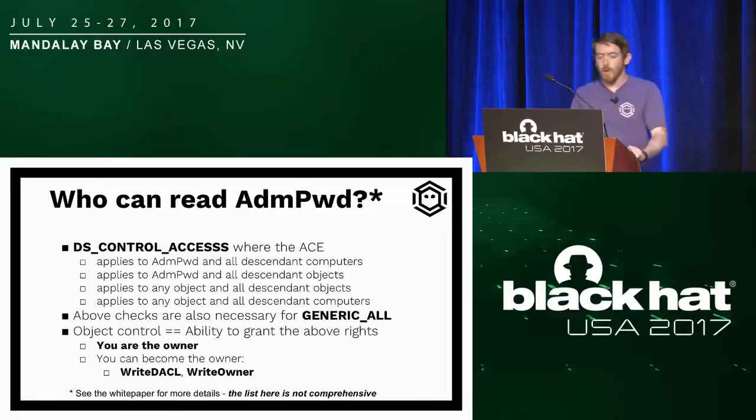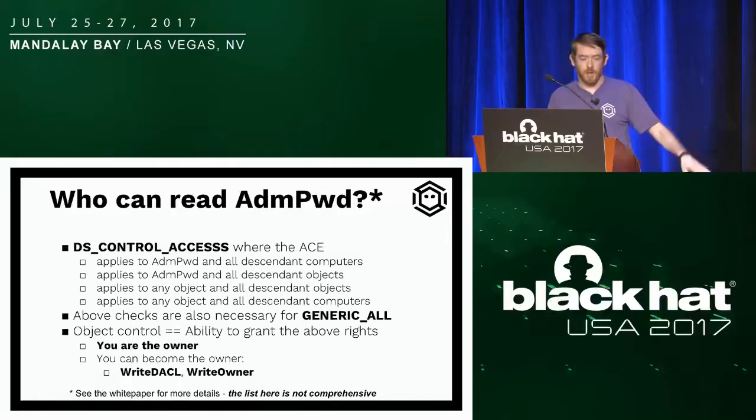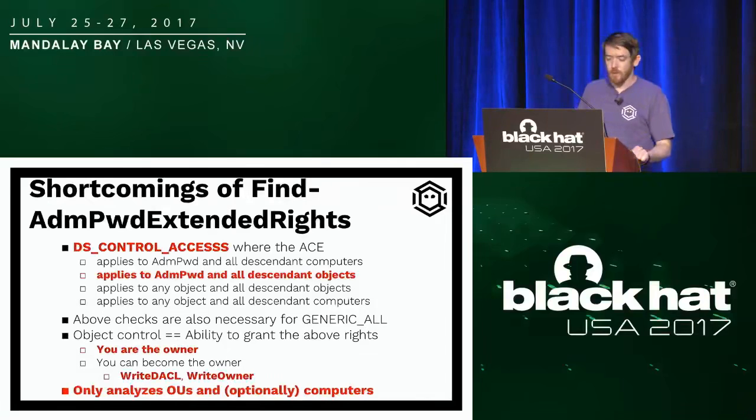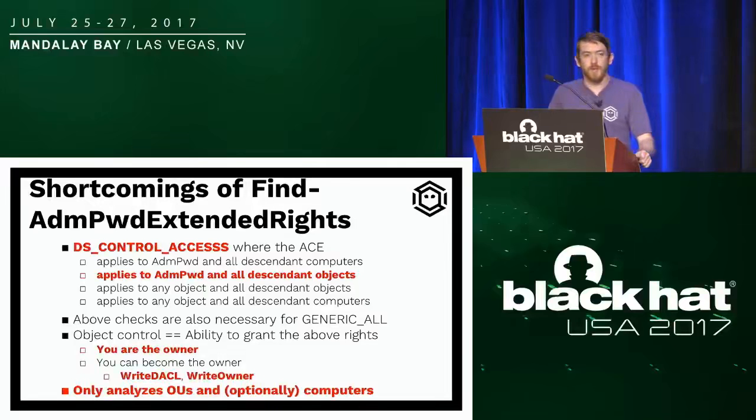So here is actually the not comprehensive list, because we found some a little bit more after we submitted the slides, and the white paper actually is updated for it. But these are most of the cases where someone has the ability to read the admin password. You have the DS control access, and there's several inheritance cases, GenericAll, because that's going to imply all these extended rights, and then object control. Are you the owner? Can you modify the DACL, and can you modify the owner?